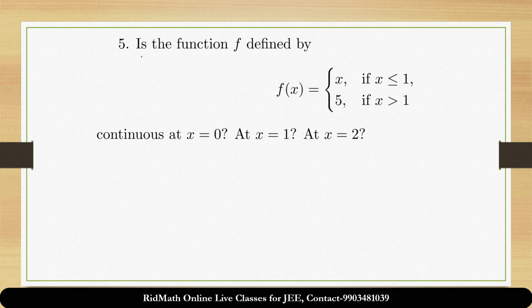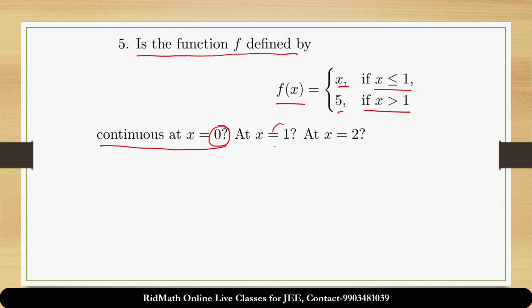So the next problem is: the function f defined by f(x) equal to x if x is less than 1, and equal to 5 if x is greater than 1, is it continuous at x equal to 0, at x equal to 1, at x equal to 2?